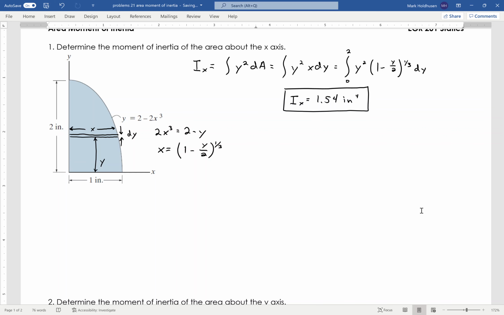So again, it's similar to centroids, except you draw a very specific thin rectangle and apply the appropriate moment of inertia equation, get everything in terms of the same variable, and do your integral.